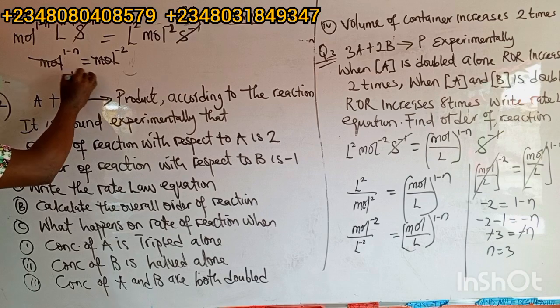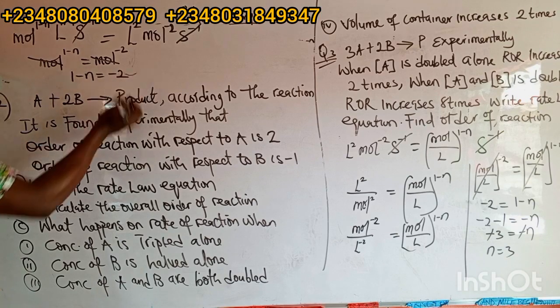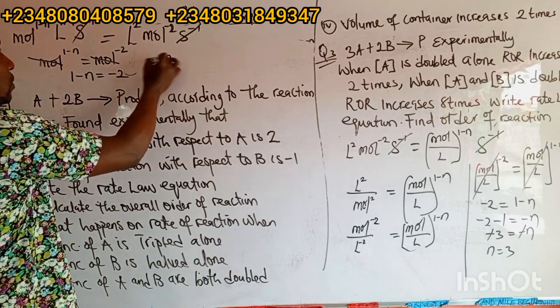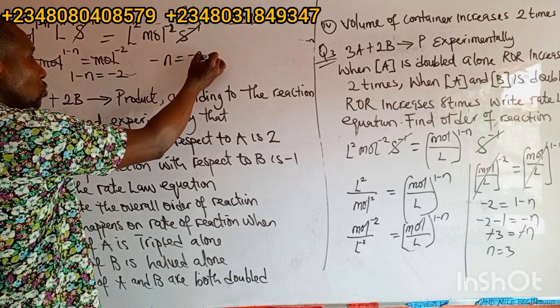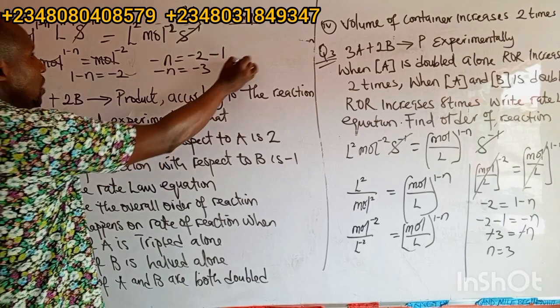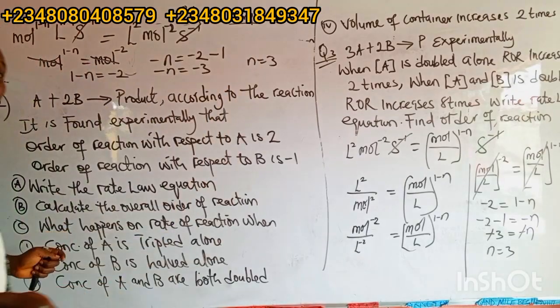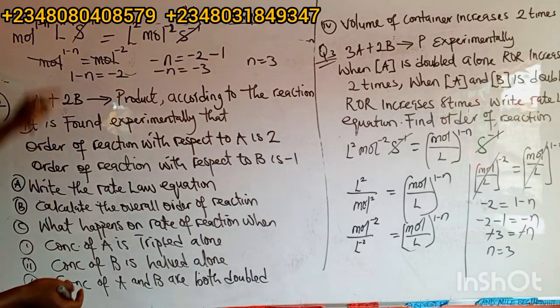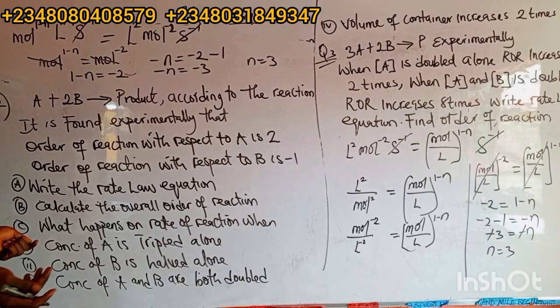What do you have? 1 minus n equal to minus 2. Then minus n equal to minus 2, I mean minus 3. Therefore, n equals 3. You get the same answer. If I want to use liter, I will get the same answer.